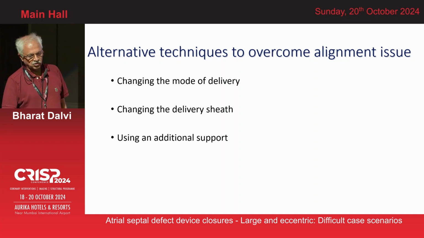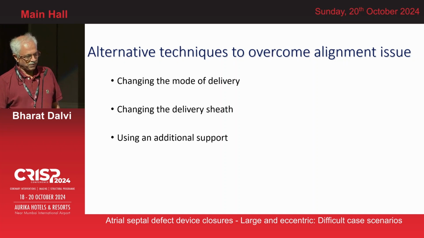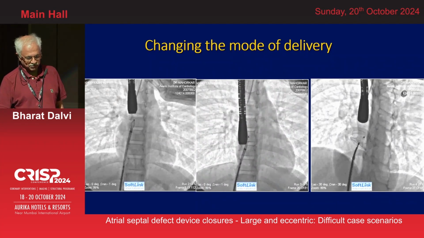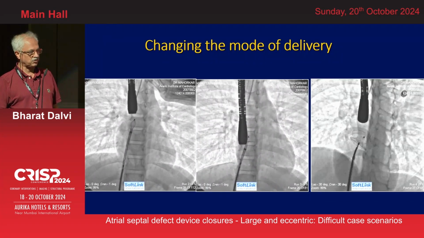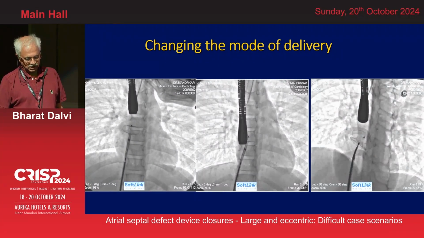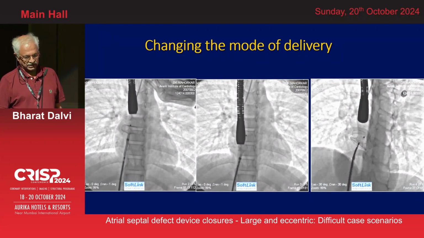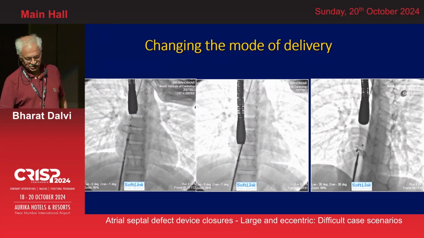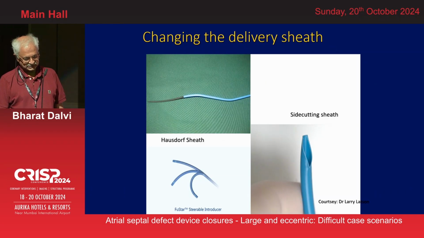So in order to overcome the problem of malalignment, you can change the mode of delivery of the device, or change the delivery sheath, or use an additional support. And I will show you some of the examples. So instead of coming out of the left superior pulmonary vein, you can come out of the right superior pulmonary vein and align yourself with the plane of the interatrial septum. And if you're lucky, you may just be able to overcome this.